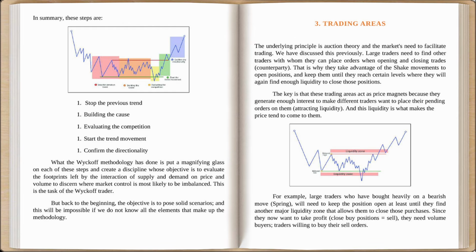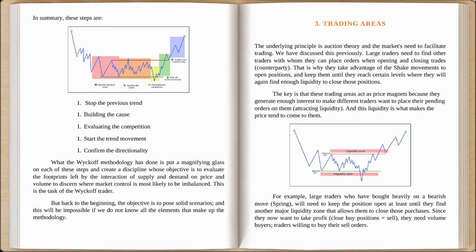The key is that these trading areas act as price magnets, because they generate enough interest to make different traders want to place their pending orders on them, attracting liquidity. And this liquidity is what makes the price tend to come to them. For example, large traders who have bought heavily on a bearish move, a spring, will need to keep the position open at least until they find another major liquidity zone that allows them to close those purchases.